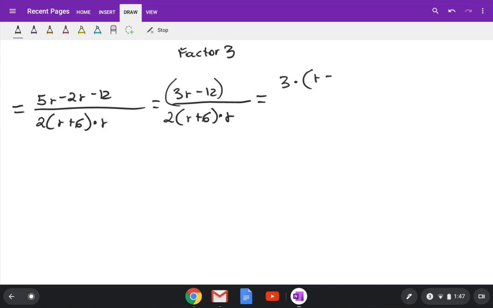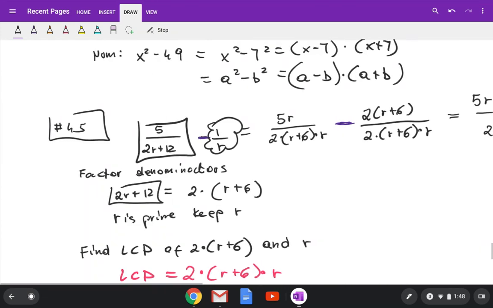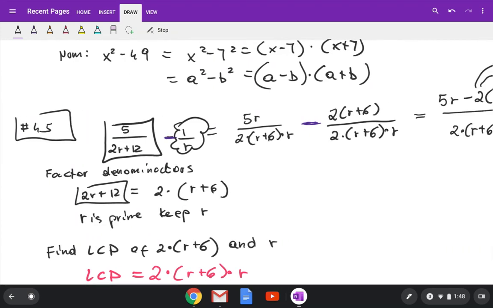Factor the GCF. So when we factor 3, we end up with 3 times r minus 4 over 2 times r, I'm just going to copy as 2r, r plus 6, and that's it. There's nothing really what we can do to simplify. So that was a long one. That was number 45. I'm going to stop here, and the remaining problems I'm going to record in the second video.